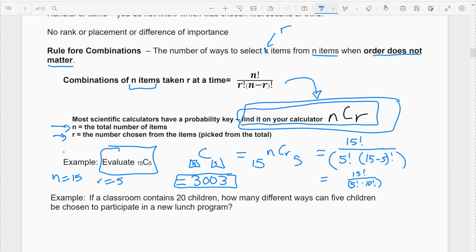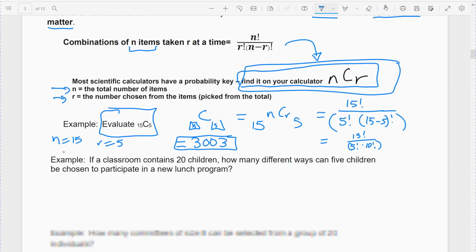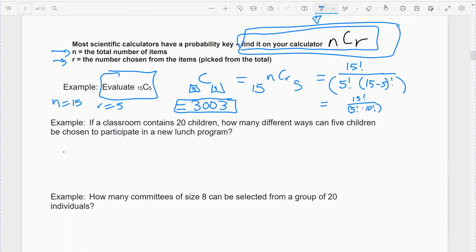So you'll notice the number's a lot smaller than permutations, and it is because order doesn't matter. So the number for combinations will always be smaller than the number for permutations. So in this case, we have 3,003 different groups of 5 when we start with 15 that we're selecting from. So let's do a couple more examples.